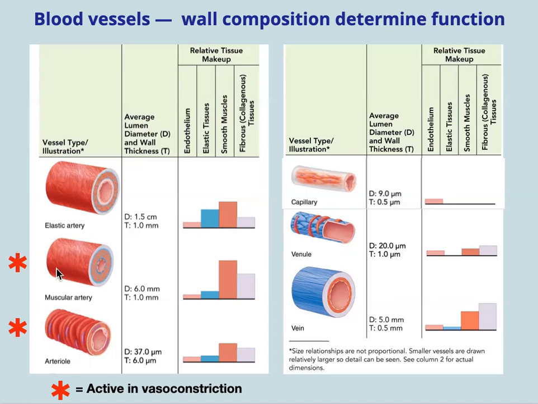So of these arteries, the elastic artery is not able to vasoconstrict that well. It's able to expand and recoil, but it's not very active in vasoconstriction. On the other hand, muscular arteries and arterioles are both active in vasoconstriction. They're able to constrict under the influence of those hormonal or chemical signals.